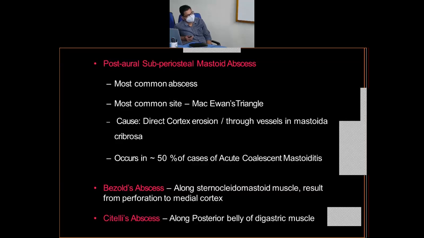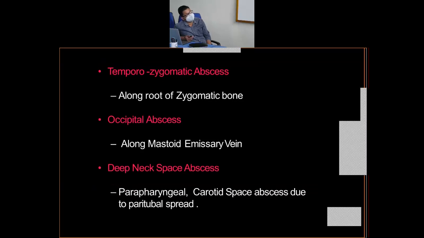Bezold abscess, I already told, lies along the sternocleidomastoid. Citelli abscess lies along the posterior belly of the digastric. Temporozygomatic abscess is at the root of the zygomatic bone. Occipital abscess is along the mastoid emissary vein. That foramen is behind, that's why the spread goes to the occipital region. And then deep neck space abscess.